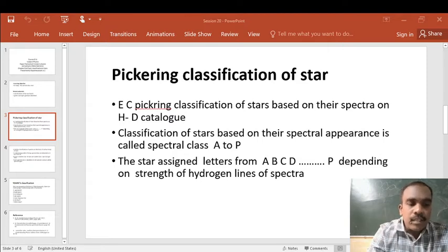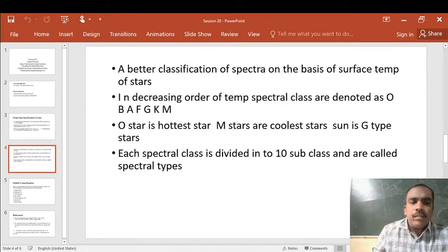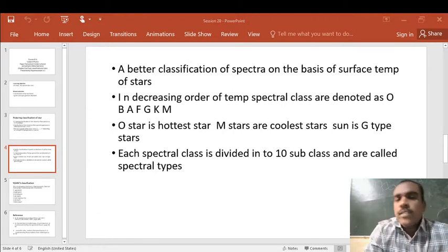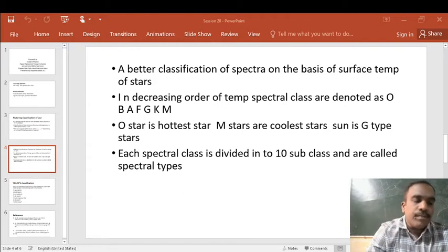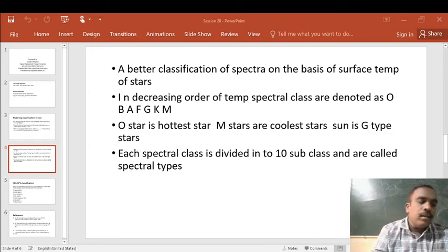the surface temperature of the star. A better classification of the spectra is on the basis of the surface temperature of the star. In decreasing order of temperature, the spectral classes are denoted as O type, B type, A type, F type, G, K, M. So O stars are the hottest stars, with temperatures of about 25,000 Kelvin. M stars are the coolest stars.